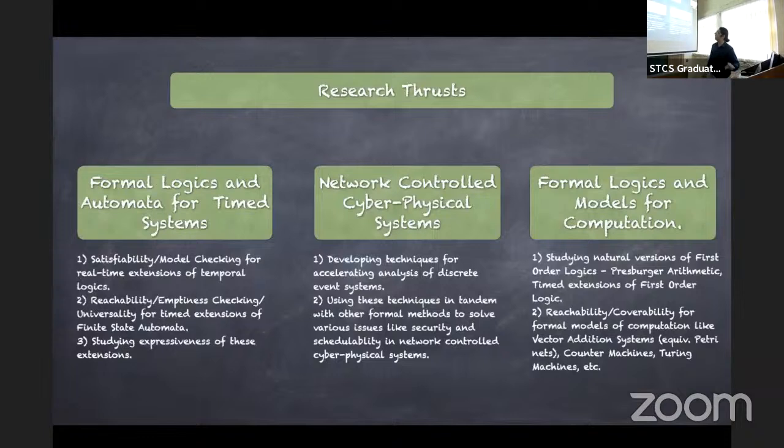In general, such works are divided into three parts: formal logics and automata for timed systems, network control cyber physical systems, and formal logics and models of computation. So I'll be happy to talk about any of these if you are interested.